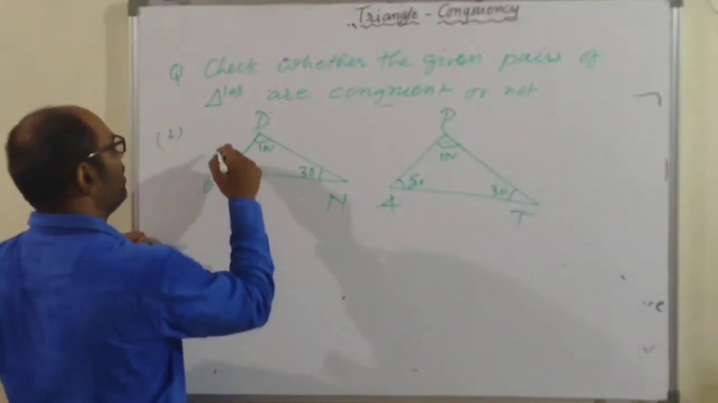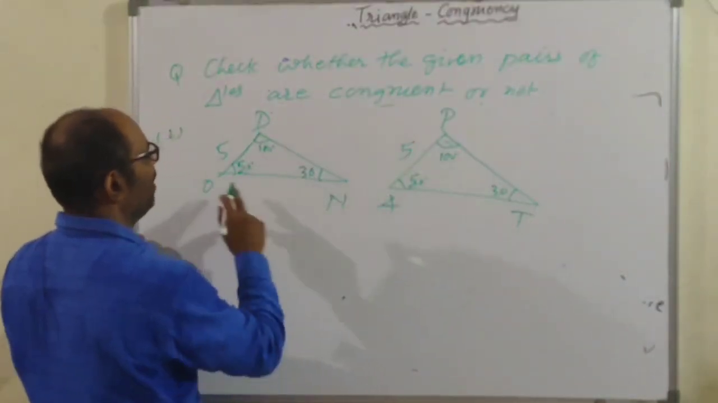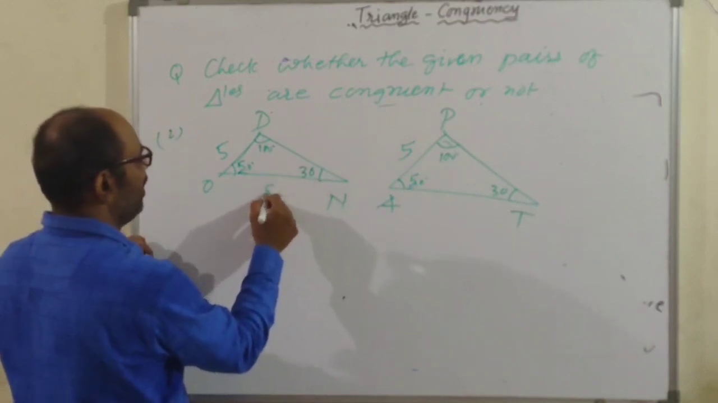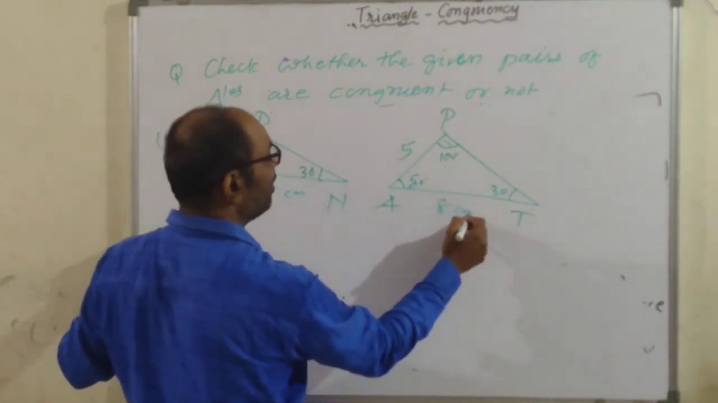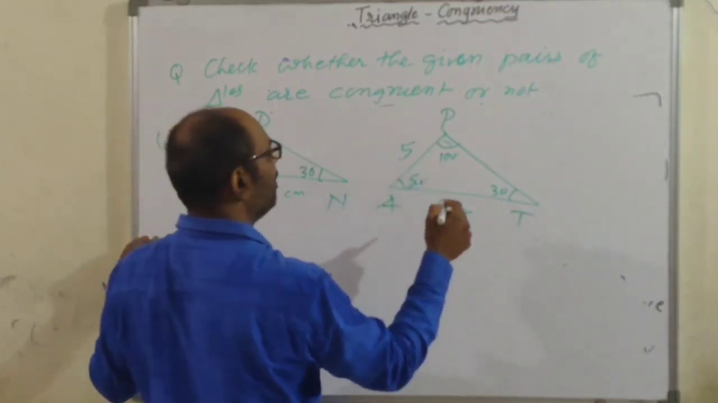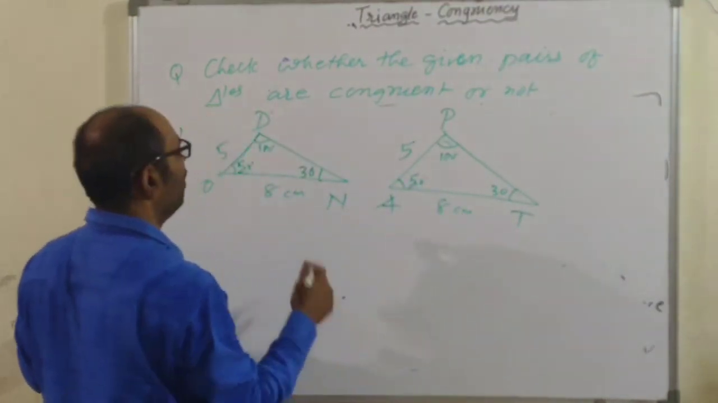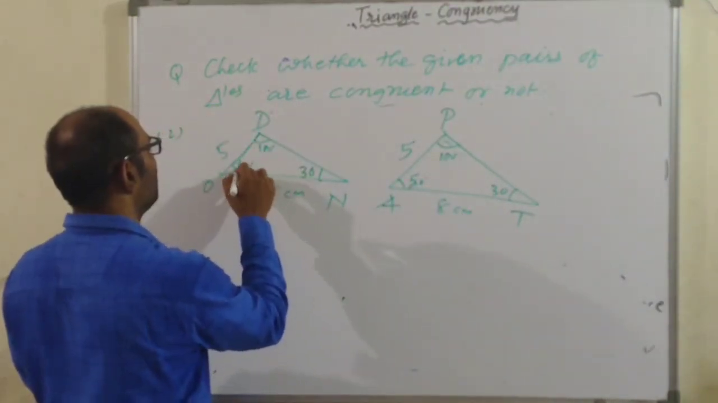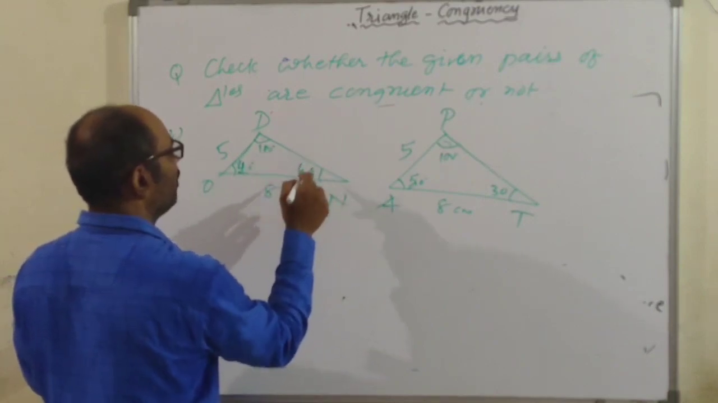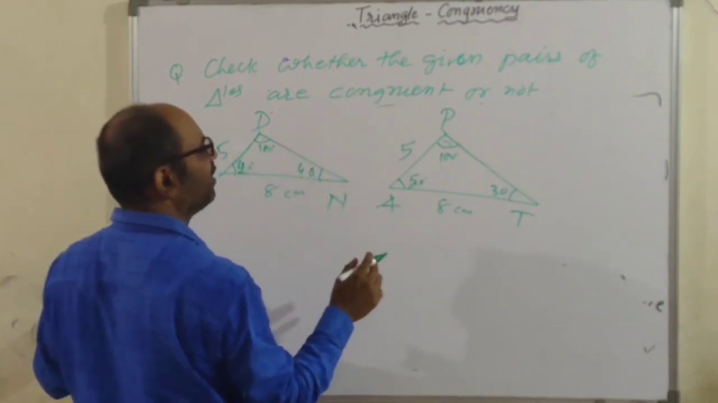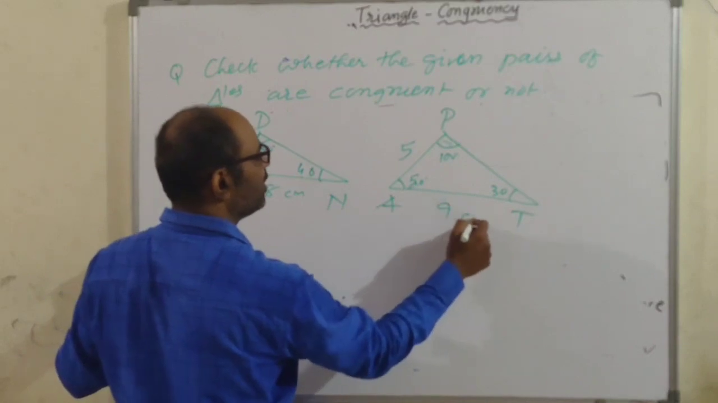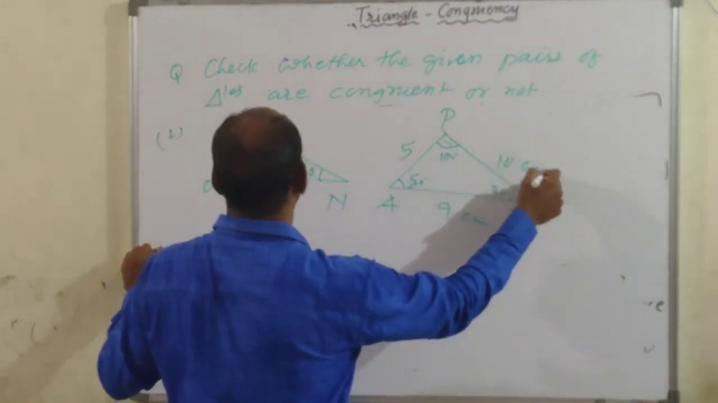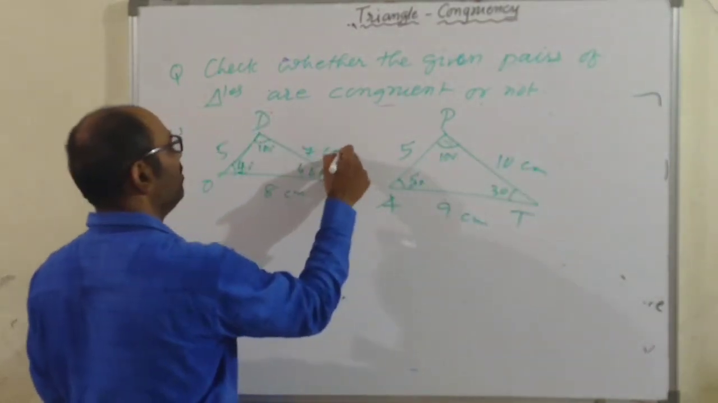Now this measurement is 5 centimeter, 5 centimeter. This measurement is 8 centimeter, 8 centimeter. And this measurement is, all right, I'll change this, 40 and 40. All right, not 8, this is 9 centimeter. And this is 10 centimeter. And this is 7 centimeter.